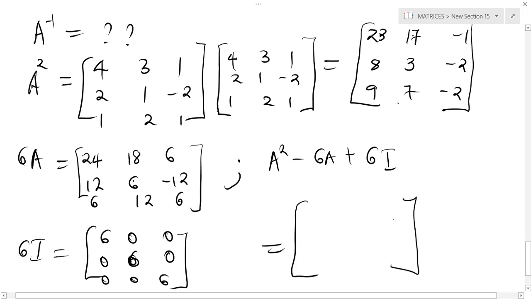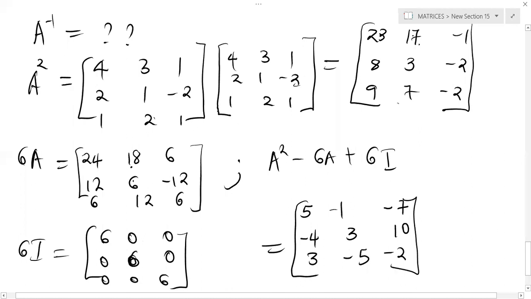So let's do that for the first term. So 23 minus 24, that will give us -1, -1 plus 6, that will give us 5. Same for the rest of the values. Here we have 17. So 17 minus 18, that will give us -1, -1 plus 0, that will give us -1. So doing the same for all the other positions, we'll have here -7, we will have here -4, we will have here 3, 10, 3, -5, -2.